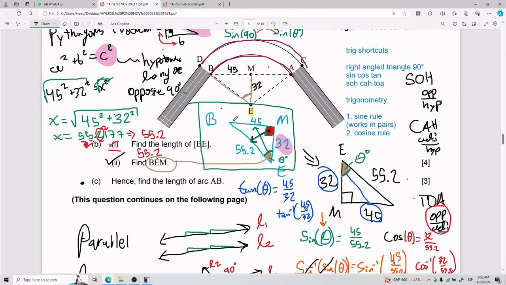Now, for part C, you need to find the length of arc AB. And so here there's a lot of stuff that can jump out at us, okay? On the first hand, they use the word hence, which sounds very fancy.